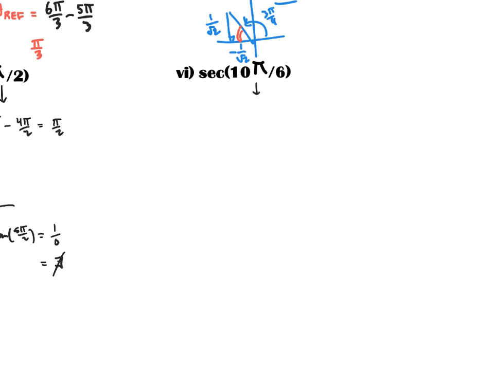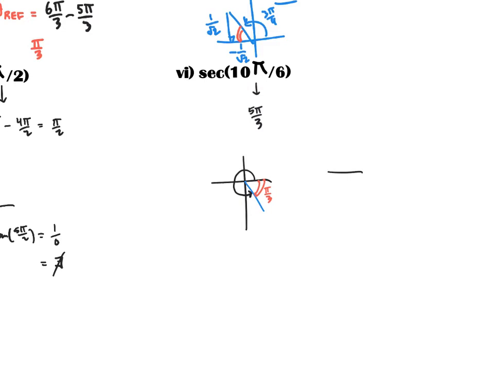Okay? All right, secant of 10 pi over 6. Well, let me reduce 10 pi over 6. If I divide both of those by 2, I get 5 pi over 3. And we've seen this angle already. This angle is going to end up in quadrant 4, right about here. Okay, terminal side. Reference angle will end up being pi over 3.